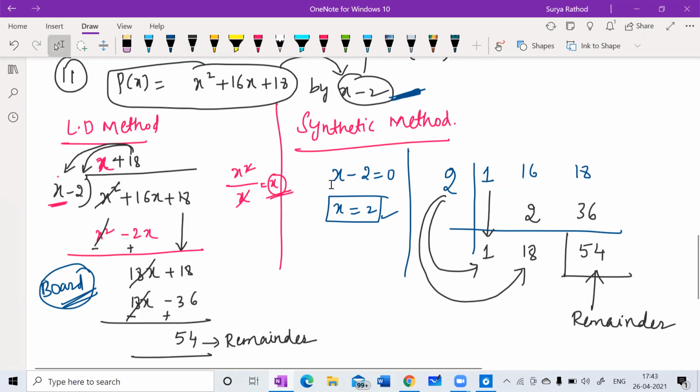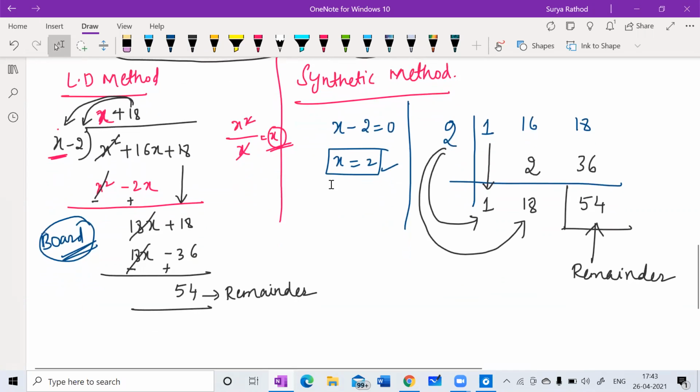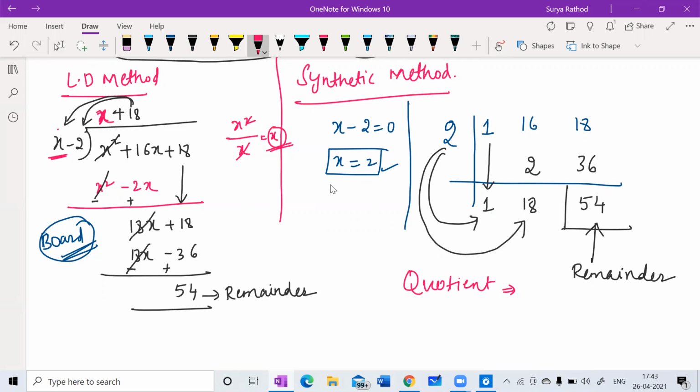And what is my quotient now? What was my quotient in x plus 18? Look at this here. What is my quotient here? Quotient of p of x is what? x plus 18. A remainder is 54. Look at this. What is my quotient I got here? x plus 18 I got. This is my quotient.